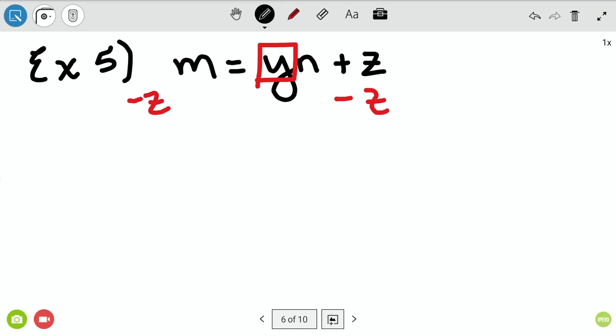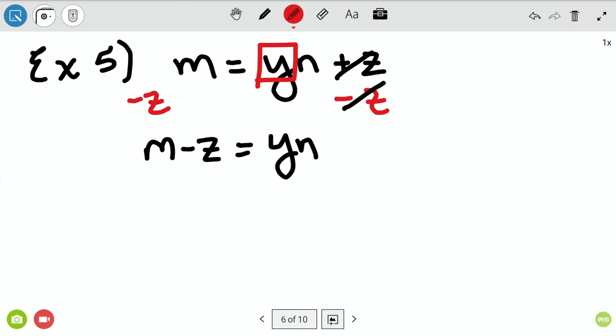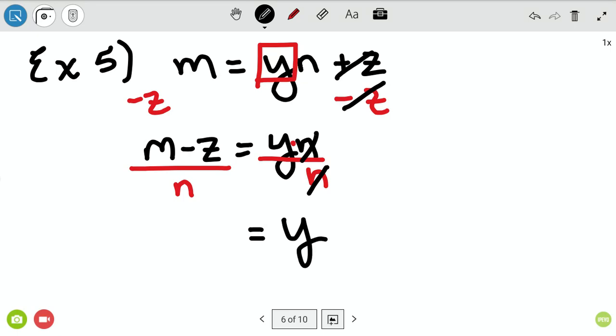So on my left, and it doesn't matter what order you write it, I have m minus z equals yn, right? My z's over here canceled out. And you could have written negative z plus m. That's perfectly valid as well. But now you need to get that n off of there because your goal is to get y by itself. It's attached by multiplication, so that means you divide by n and you divide this whole side by n. Your n's cancel, and you're left with y. And then over here, right, as weird as it looks, this is your correct answer, and that's how you would leave it.